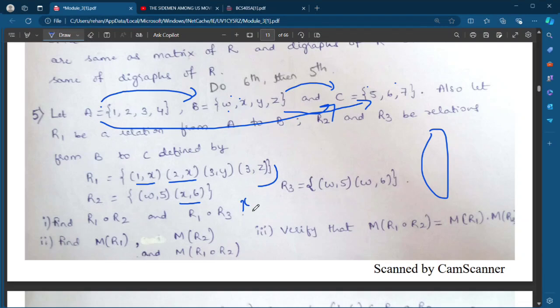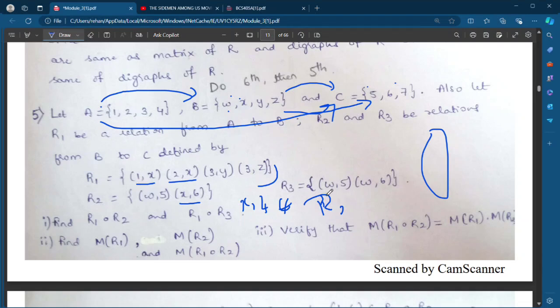Suppose there was X comma I take 4. This does not belong to R2. Therefore this won't come under R1 composition R2. Simple thing, right? Same way, if I take R1 composition R3, this is R3.